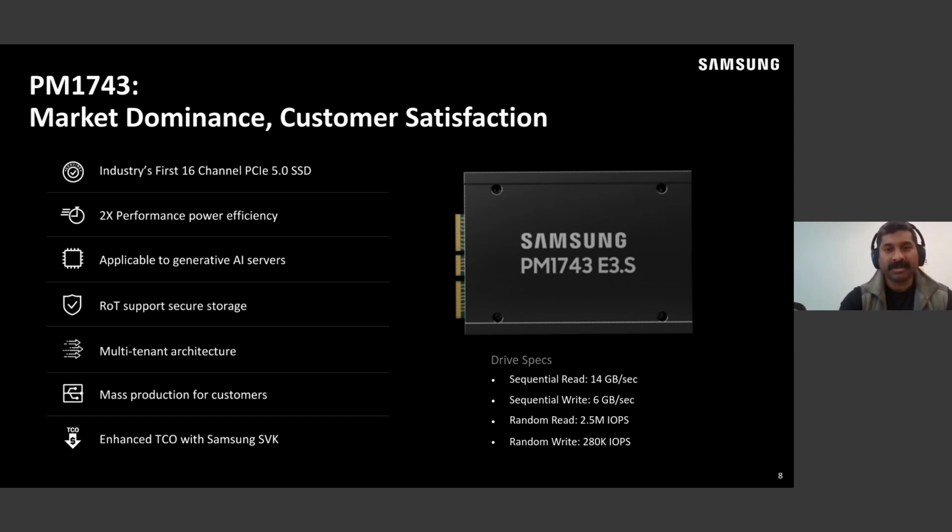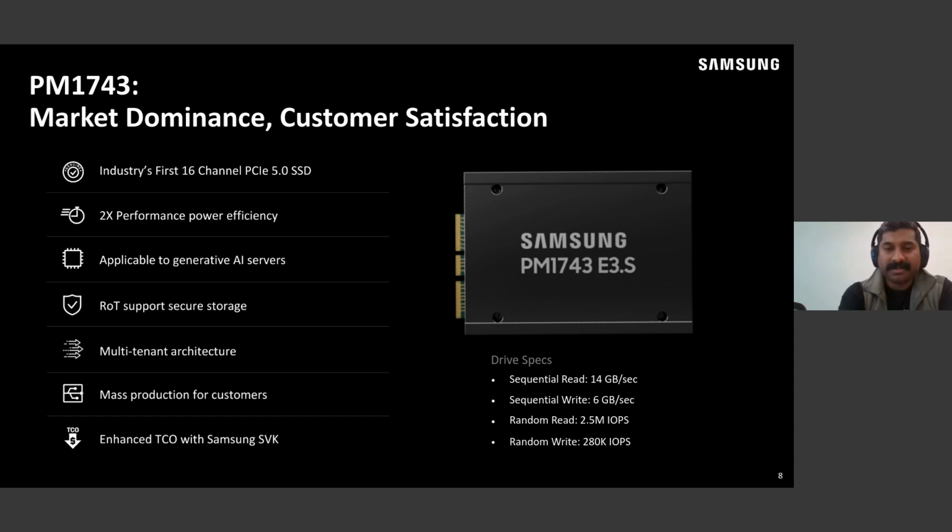On the right bottom corner, you can see the specs of this particular device. This is an E3.S by 4 device, and you can see the sequential read is 14 gigabytes per second. Sequential write is 6. Random read, this is the spec for just a single drive, correct? This is the spec for a single drive. That is right. Very good.